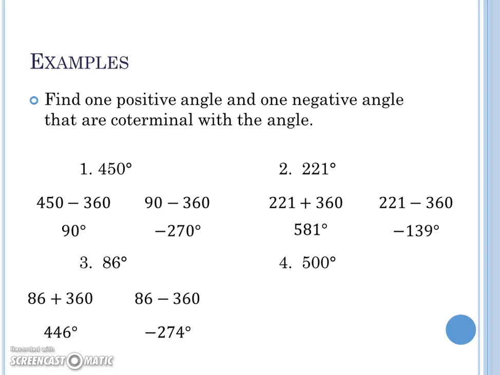Our last one is a full rotation, so we're going to subtract 360 first to find the original is 140, and then we're going to subtract 360 again to get the negative, which is negative 120. Alright, that is it for 13.2 day 1. We'll talk about coterminal angles a little bit more tomorrow. Good luck on the practice.